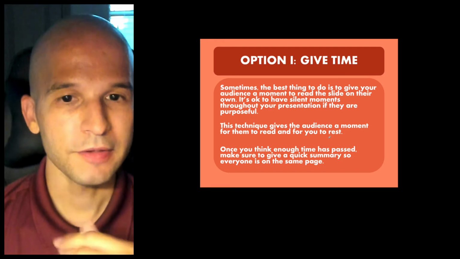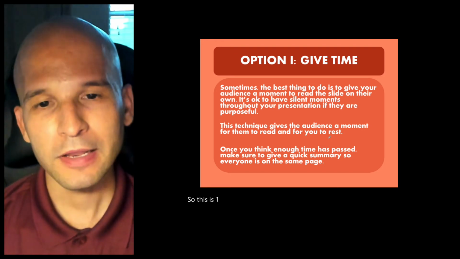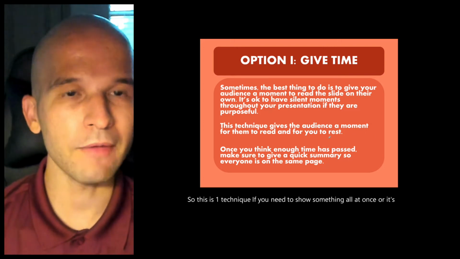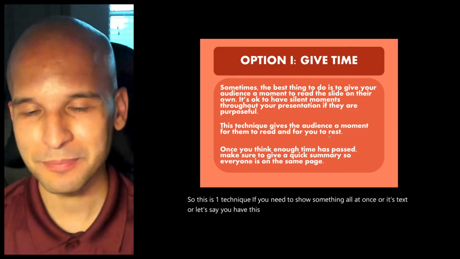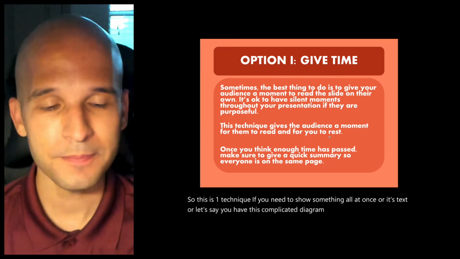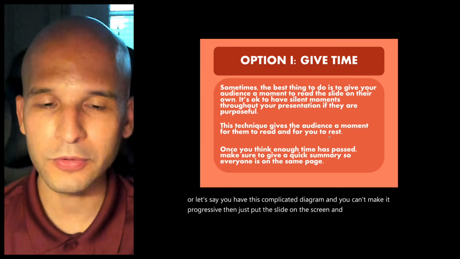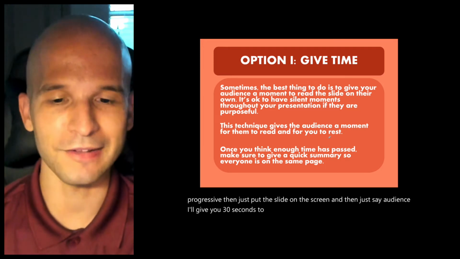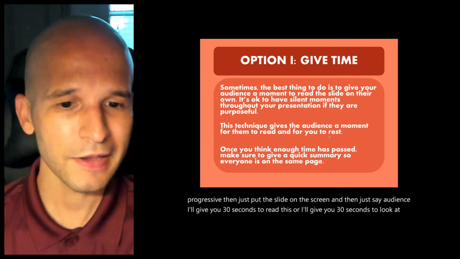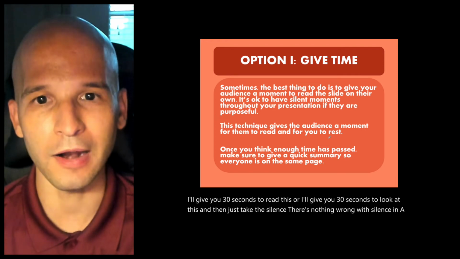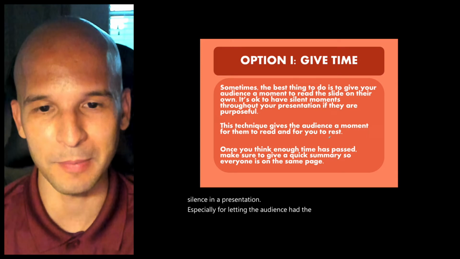So, this is one technique. If you need to show something all at once, or it's text, or let's say you have this complicated diagram and you can't make it progressive, then just put the slide on the screen and say, audience, I'll give you 30 seconds to read this, or I'll give you 30 seconds to look at this. And then just take the silence. There's nothing wrong with silence in a presentation, especially if you're letting the audience have the opportunity to digest information.